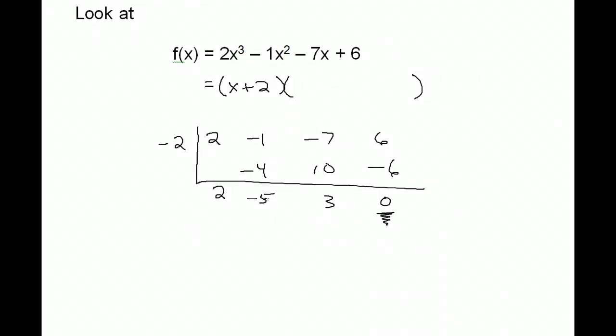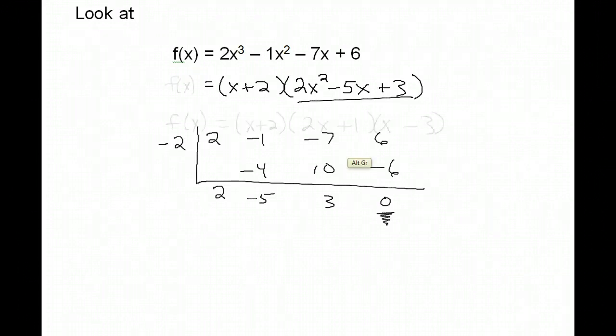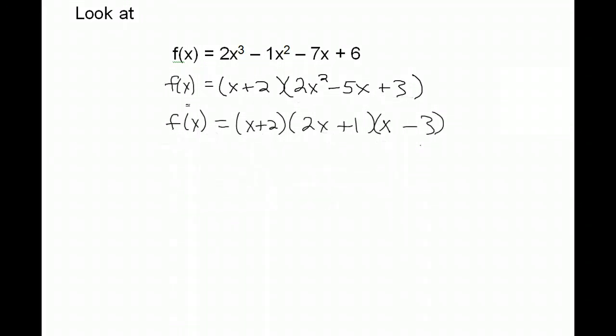What that means is that if I divide x plus 2 into this polynomial, I get 2x squared minus 5x plus 3. Now I can look at what I have left here and see if I can factor it, and if I can't factor it, I use the quadratic formula. So let's do that. When I factor this, I get x plus 2, and then when I do backwards FOIL on this, I get 2x plus 1, x minus 3.